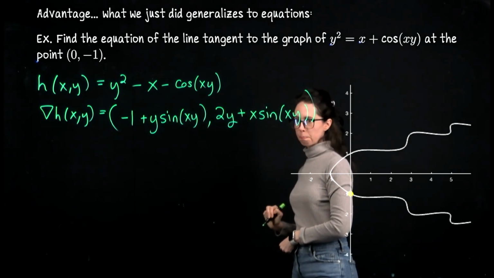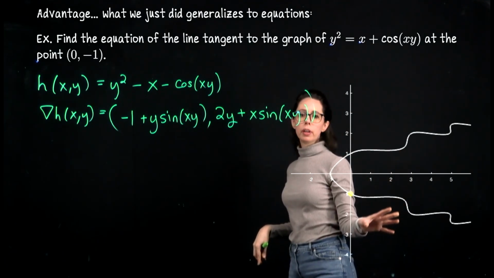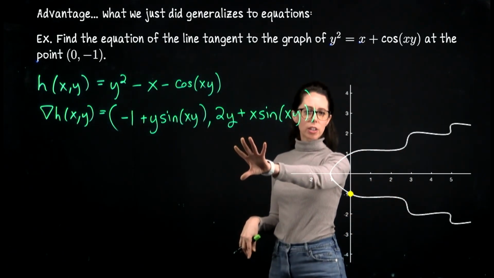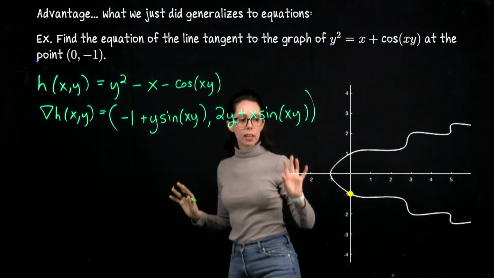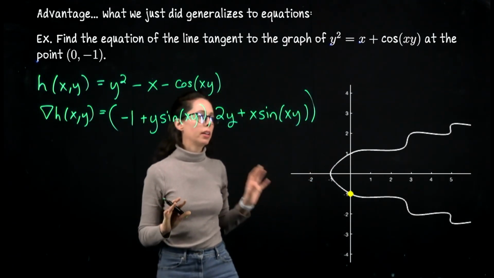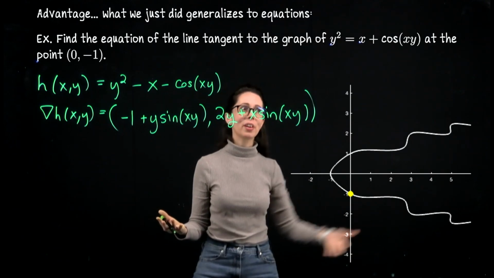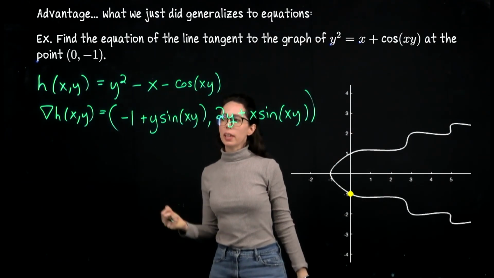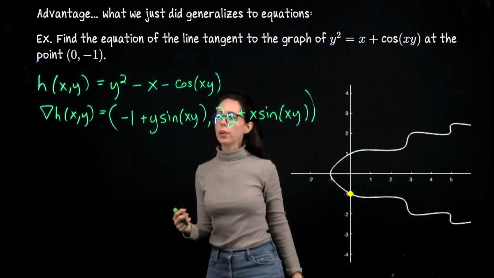Okay, for any point in R2, you plug in x and y, you get the gradient of h at that point, but we're now focusing on the gradient of h evaluated along the curve in R2, which is the level set h equals 0, which is the graph of this equation. And in particular, I just want to focus on the point (0, -1).